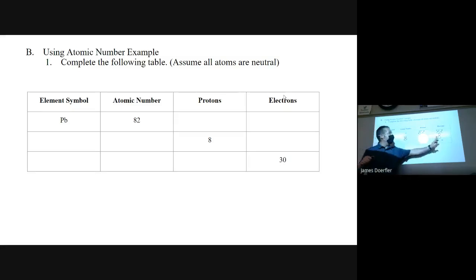Let's go to the last one. We have 30 electrons. First of all, we got to fill this out. So what do you want to start with? 30 what? 30 protons. 30 what? Atomic number. What is element 30? Zinc. What is its symbol?